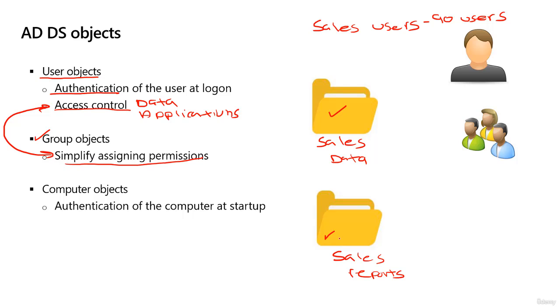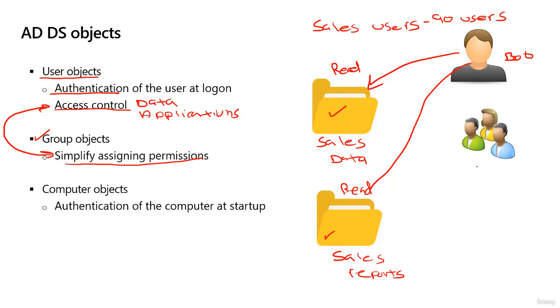What you could do, which would be extremely painful, is go to this sales data folder and assign permission to these 90 users individually. So if this is Bob, I could say, Bob, you have read access to this folder. Bob, you have read access to this folder. But then you have to do that for the other 89 users, and you have to do it for every single piece of data you want them to access. That is incredibly inefficient. So instead, we would create a group.